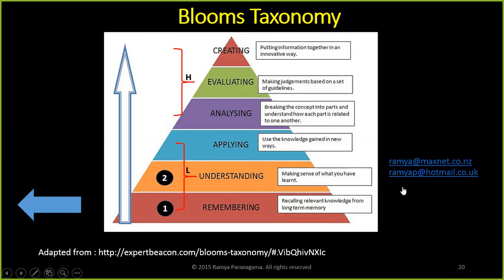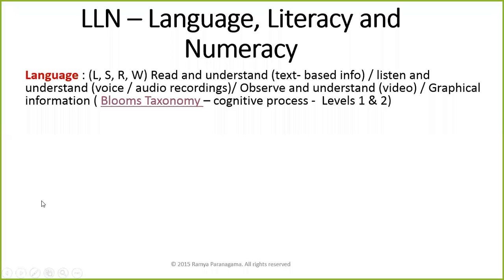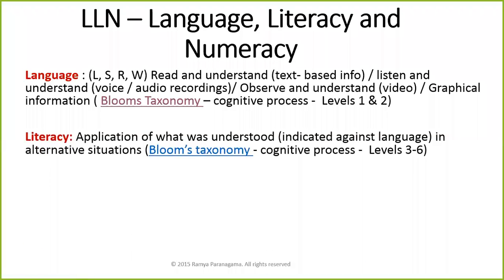This is a worldwide accepted norm extracted from expertbeacon.com and the sources acknowledged. So we are going back to the next part of this LLN footprint, that is literacy. So the video clip clearly says it's not just reading, it's more about the application of that. Which clearly emphasizes the application of language, the interpretation in a number of areas.